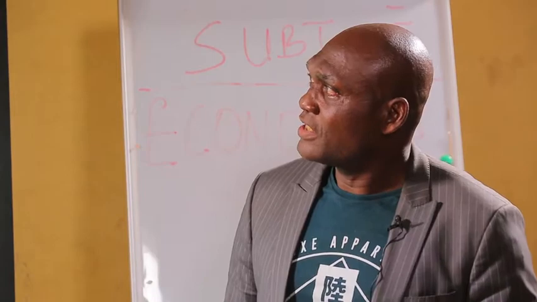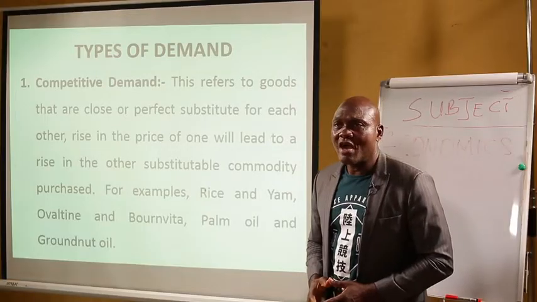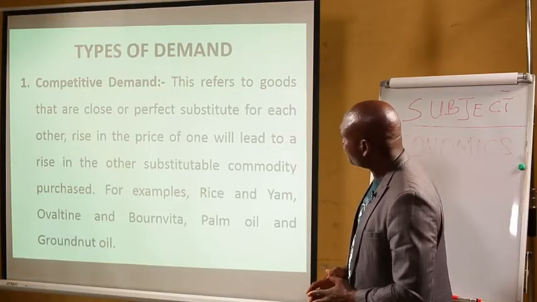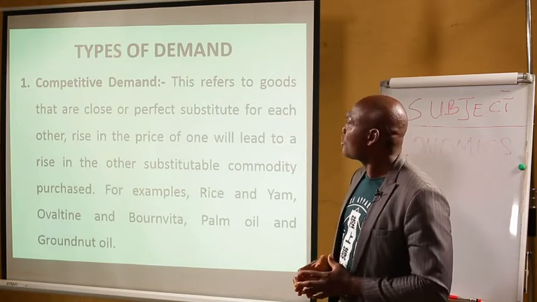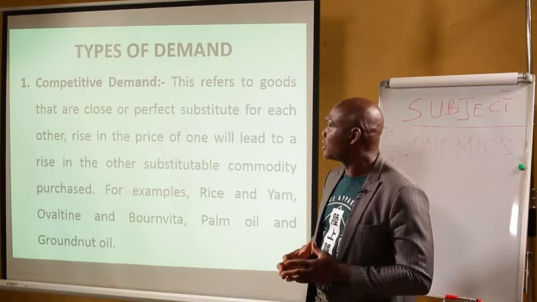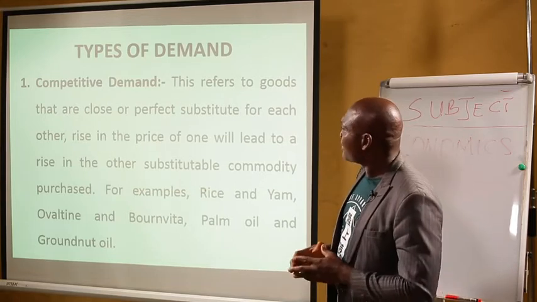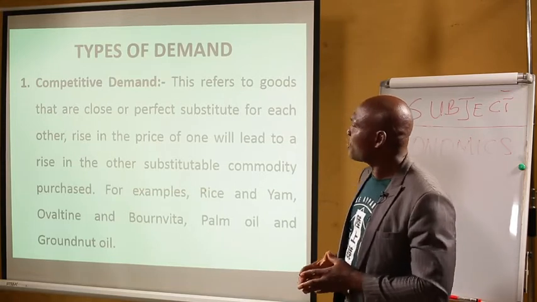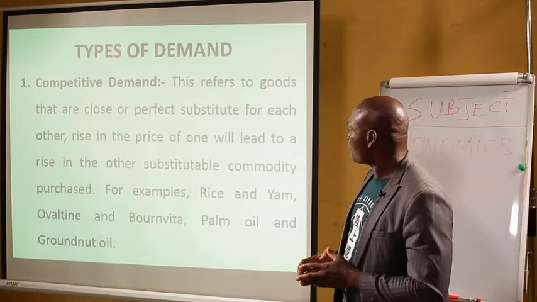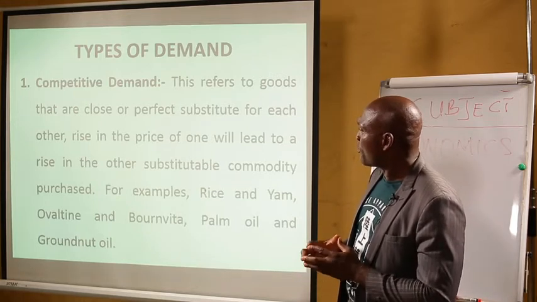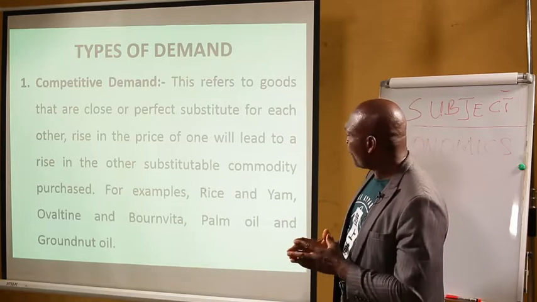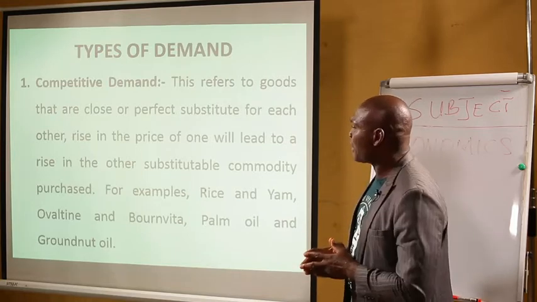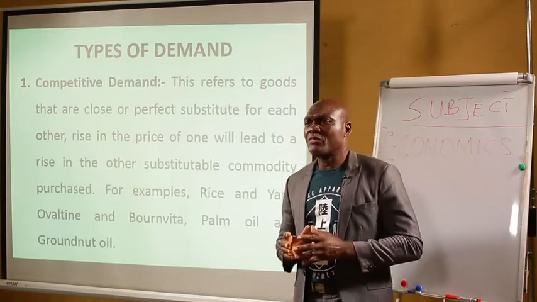Types of demand. Number 1, we have competitive demand. Competitive demand refers to goods that are close or perfect substitutes for each other. A rise in the price of one will lead to a rise in the purchase of the other substitutable commodity. For example, rice and yam, Ovaltine and Bonvita, palm oil and groundnut oil. Let us bring it home.